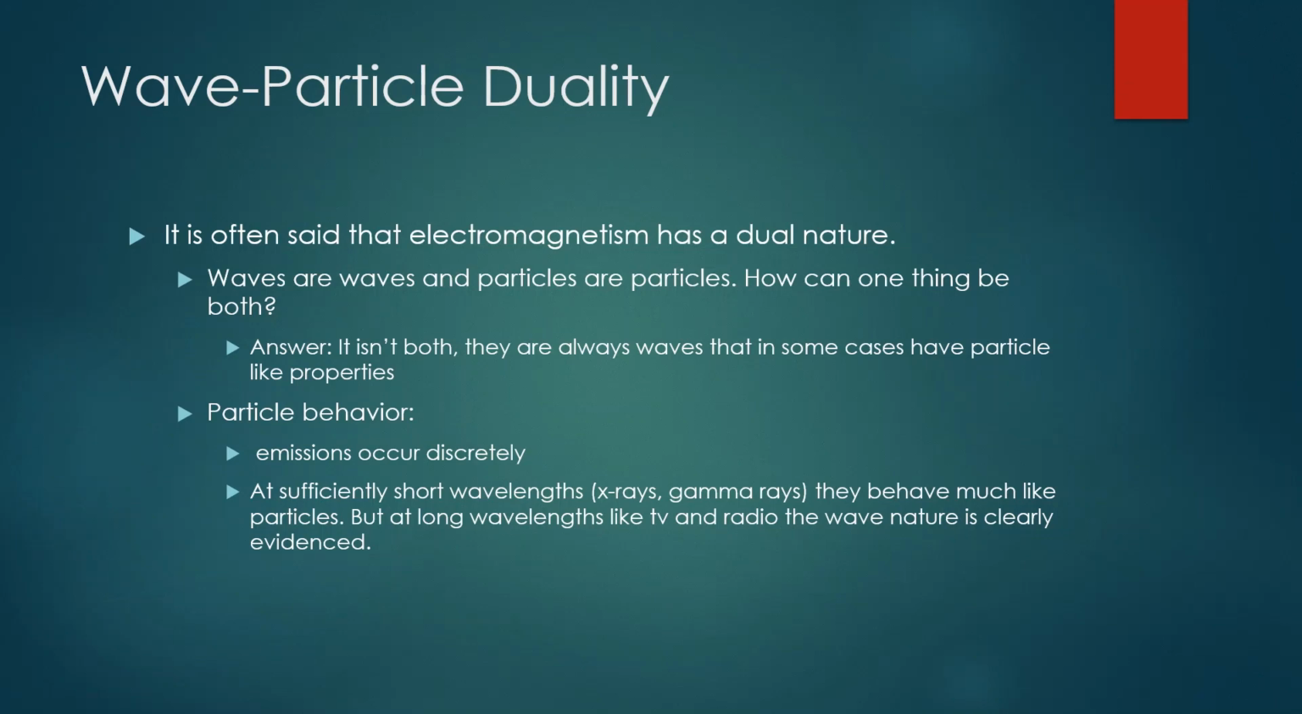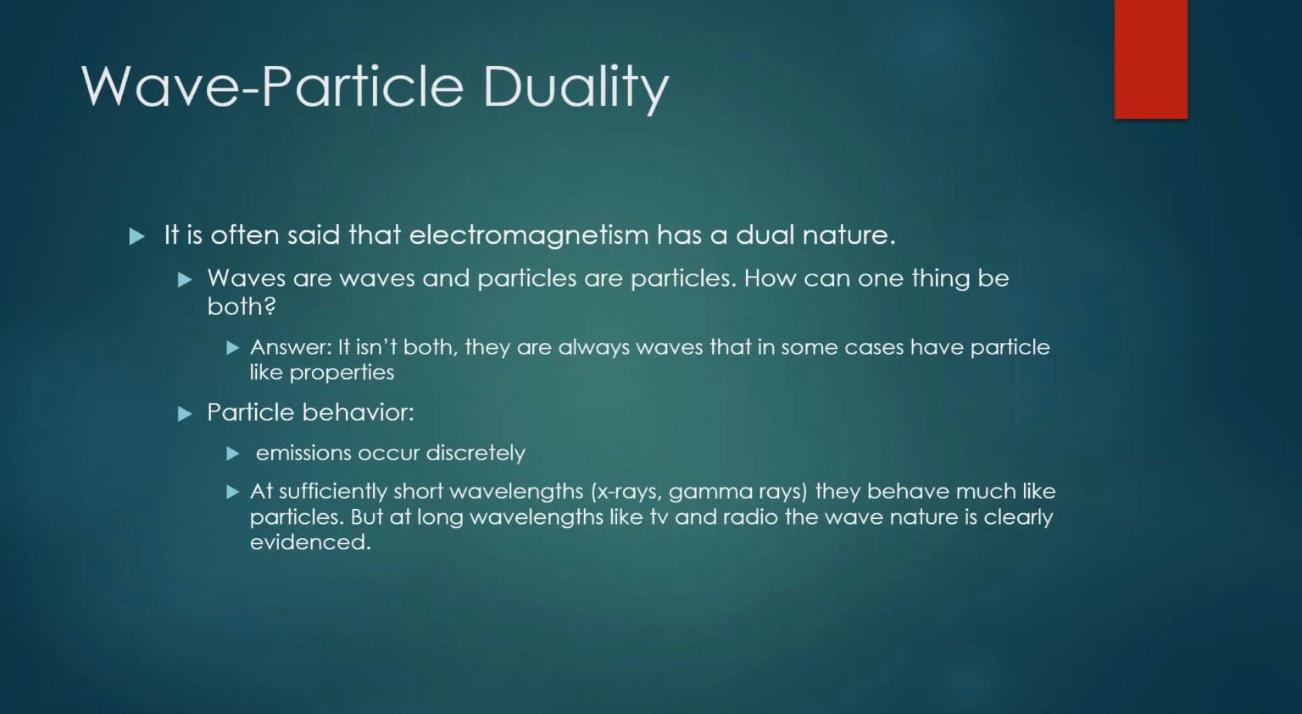The second particle aspect is the one that we really think more commonly of. It's at sufficiently short wavelengths, like X and gamma rays. The waves are so close together that they begin to behave like particles, as if the waves are all in one spot at the same time. A particle is all in one spot at one time. When the waves get close together, they sort of act like that. At long wavelengths like TV and radio, though, the wave nature is clearly evidenced. They're always waves. At short wavelengths, they behave somewhat like particles.